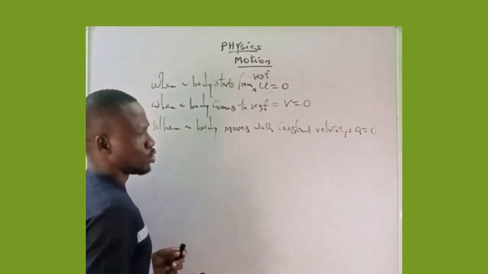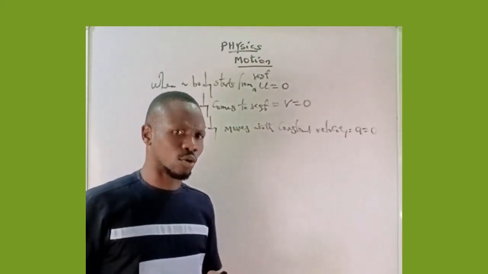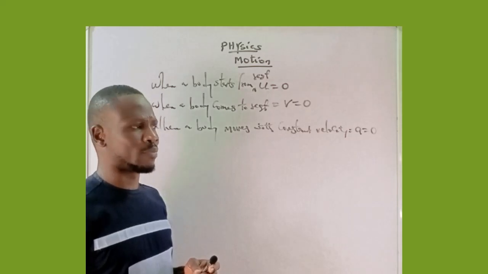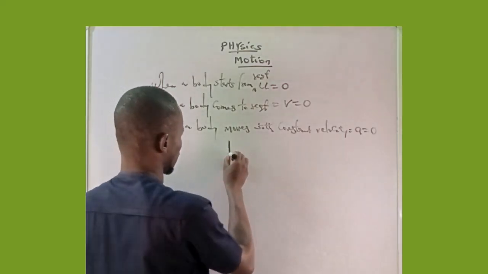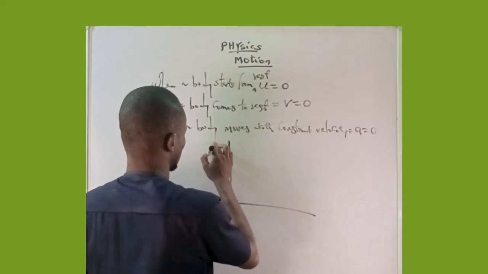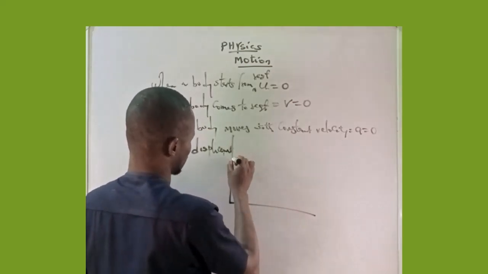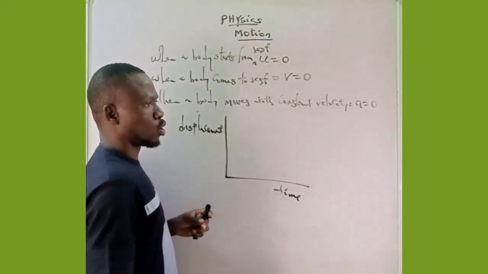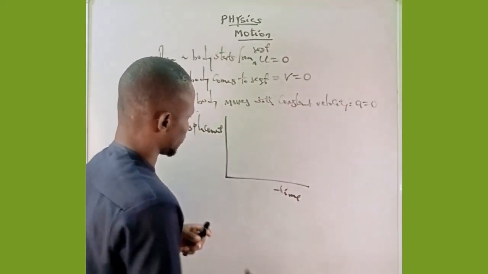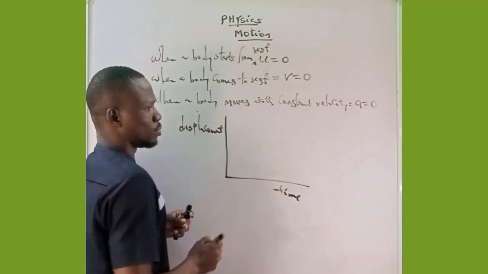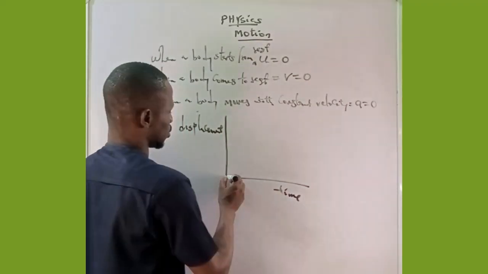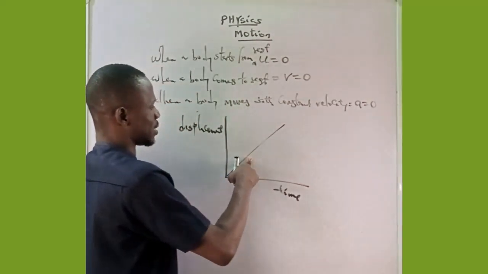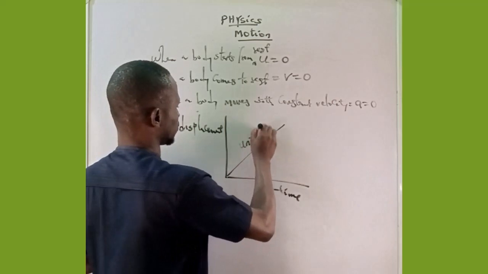A body is said to be in uniform velocity if it covers equal displacement at equal time intervals. If I have a graph of displacement over time, when a body covers equal displacement at equal time intervals, the displacement-time graph is going to be a straight line graph. Take note of that. This gradient is said to be a uniform velocity.